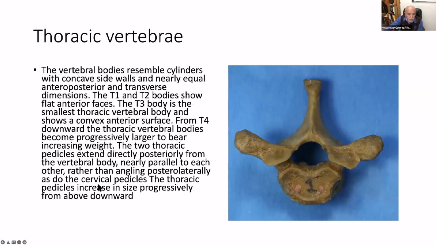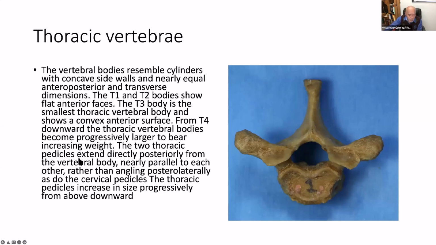The thoracic vertebral bodies resemble cylinders with concave side walls and nearly equal anterior, posterior, and transverse dimensions. The T1 and T2 bodies show flat anterior faces. The T3 body is the smallest thoracic vertebral body and shows a convex anterior surface. From T4 downward, the thoracic vertebral bodies become progressively larger to bear increasing weight.